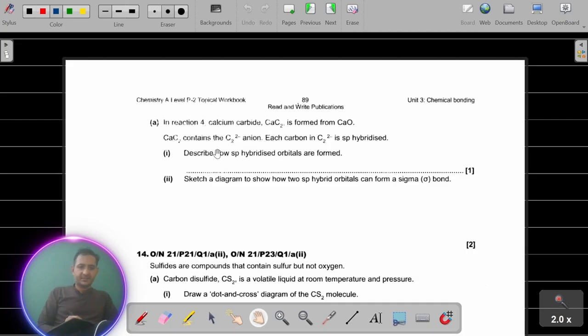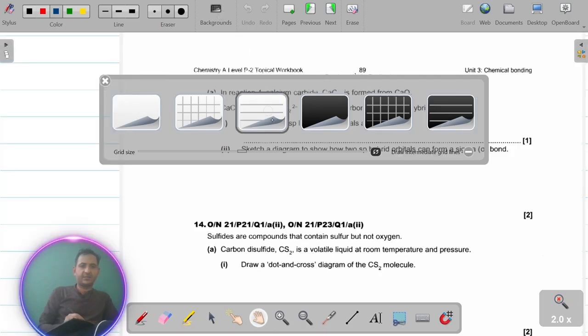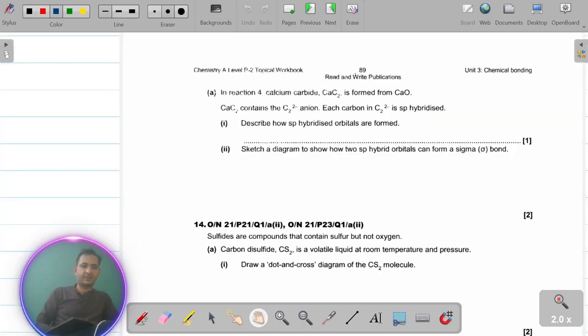So the question is, in reaction 4, calcium carbide is formed from calcium oxide. I think the structure of calcium carbide is like this, if I remember from my university time. Two carbons are there, connected with this calcium. Calcium carbide contains the C2 anion, carbon two anions, 1 and 2.